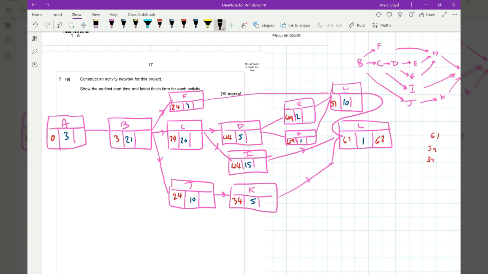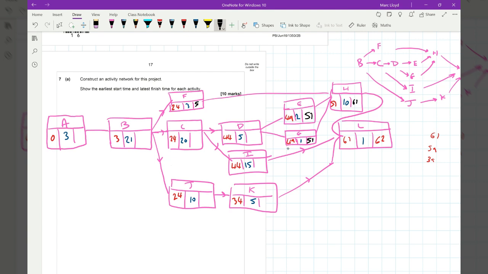So L, 62 minus 1 is 61. Because this only needs 1 minute, the latest that can start at is 61. For H, it feeds into L. 61 take away 10 is 51. And that's the same for E, 51. And it's the same for F, 51. Right, D. 51 take away 2 is 49.